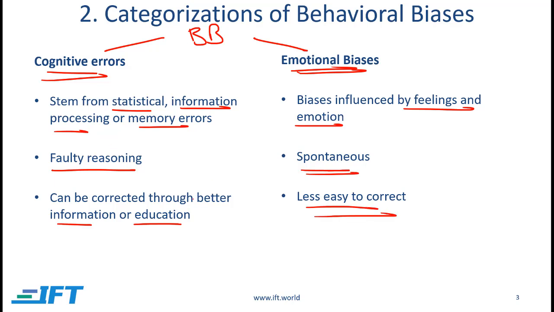So we just mentioned that since cognitive errors have to do with either faulty reasoning or faulty processing of information, these sorts of errors are relatively easy to correct. And again, the emphasis is on relatively easy. All we are saying is that cognitive errors tend to be easier to correct compared with emotional biases.